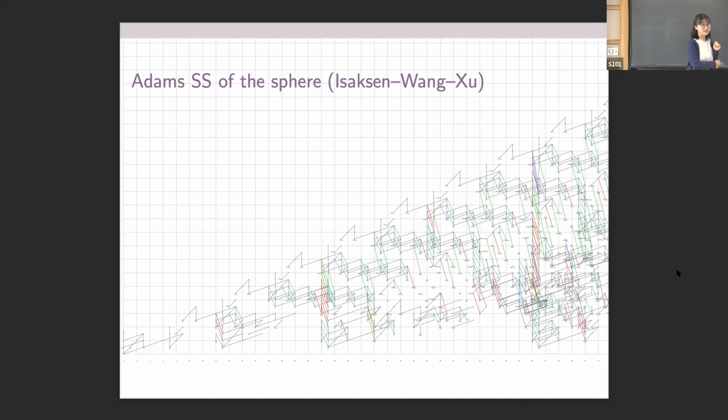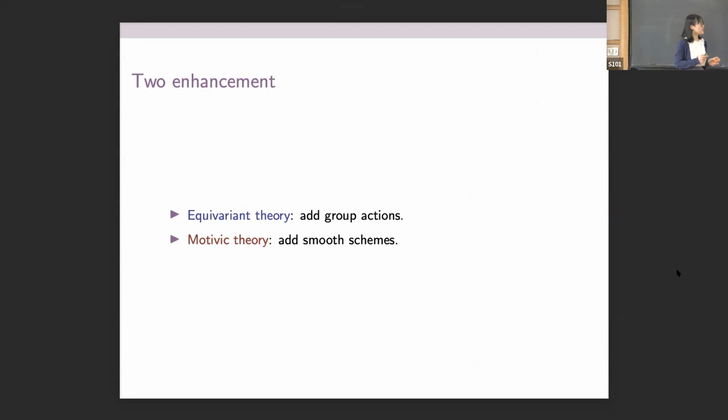Now let's do equivariant motivic homotopy. So in equivariant motivic homotopy, there are two enhancements of the classical stable homotopy category. Equivariant is about adding group actions, and motivic is about adding some algebraic geometric objects or smooth schemes. And I color them differently, and in later slides I will use consistent coloring.